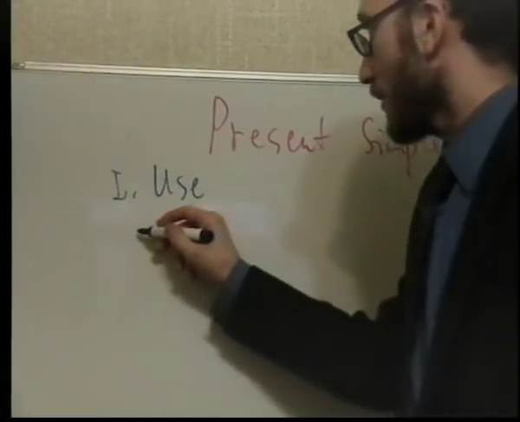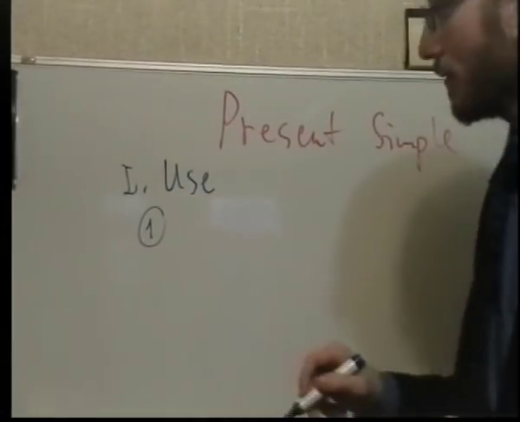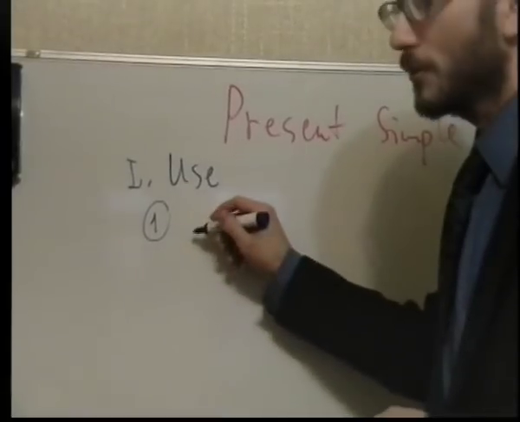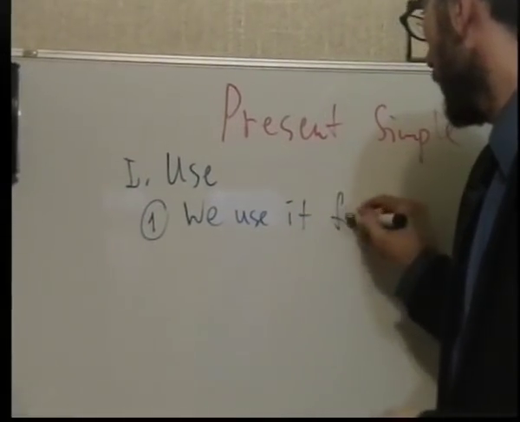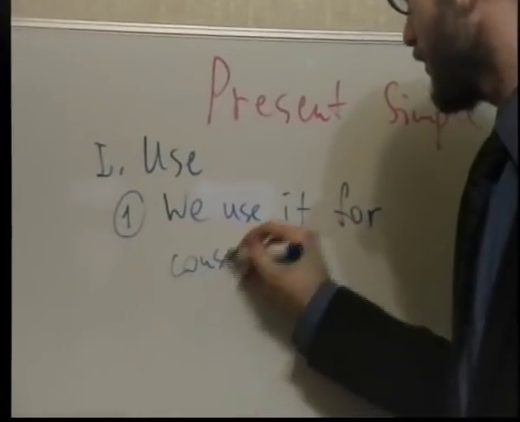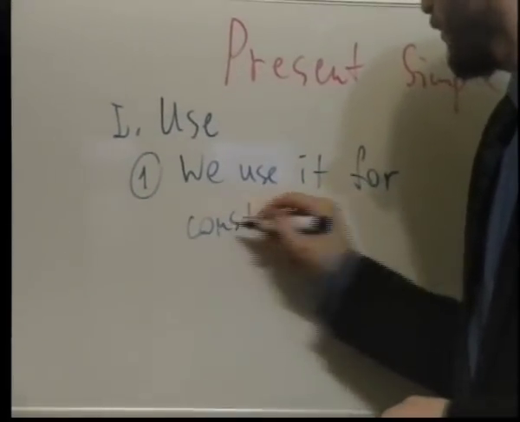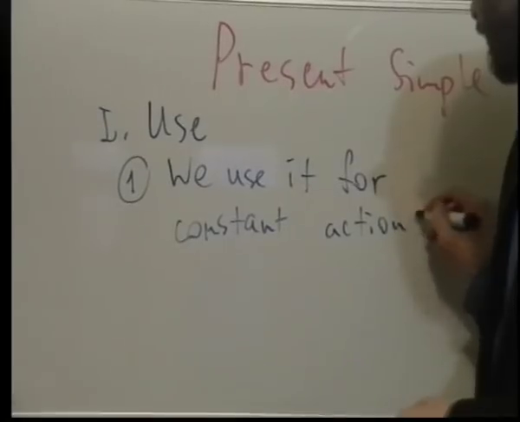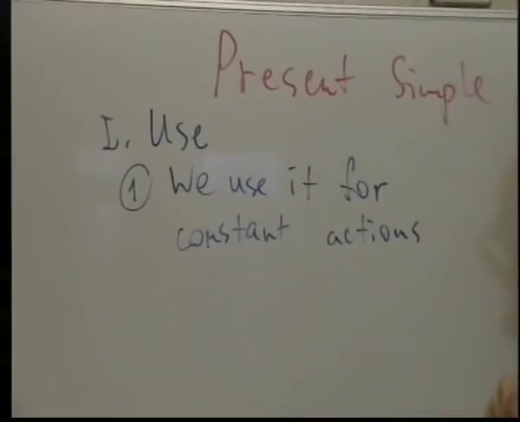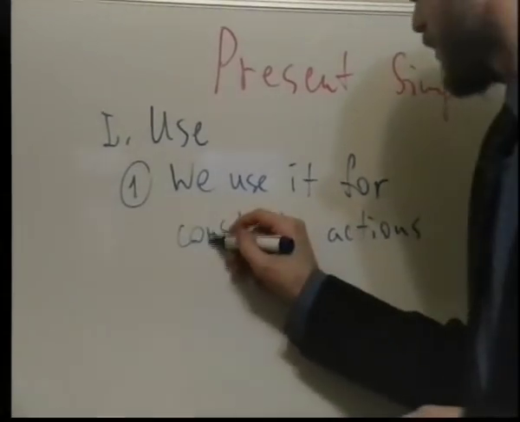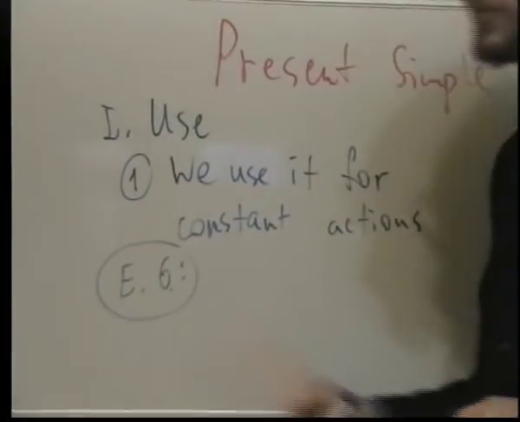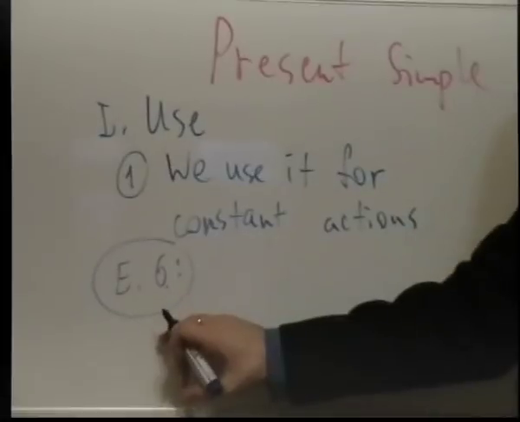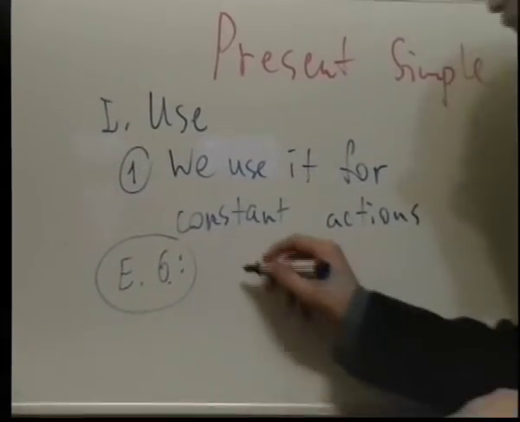As usual, we have three most important cases of present simple. So, first of all, we use present simple. We use it for constant actions. Constant actions. Constant. Постоянный action действия. For constant actions. For example, English people as usual use special abbreviation e.g. which means for example. Например.